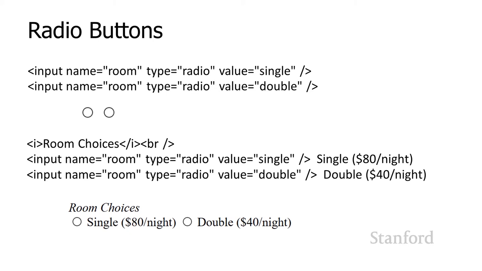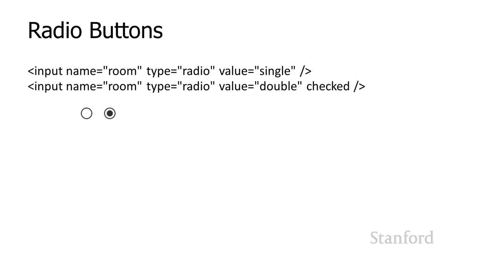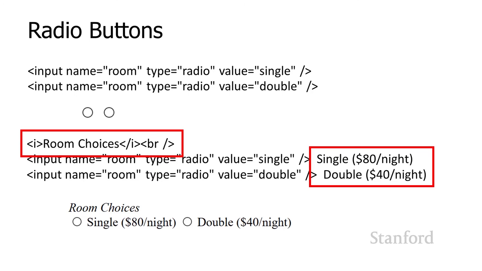And so the way we're going to do that is we are going to use this attribute checked. And this is the same one that we saw with the checkboxes. And so if you go ahead and create a radio button and you add in that extra attribute checked, then it will start off initially with that darkened center indicating that that is the initial choice. I also want to point out that as with the checkboxes and as with the text field, there's no labels associated with these input elements. And so I've got that room choices and single $80 and double equals $40. That's extra. I had to add that in addition to the input element. You'll also notice I'm creating a line break there in order to put the room choices on a different line than my two radio buttons there.